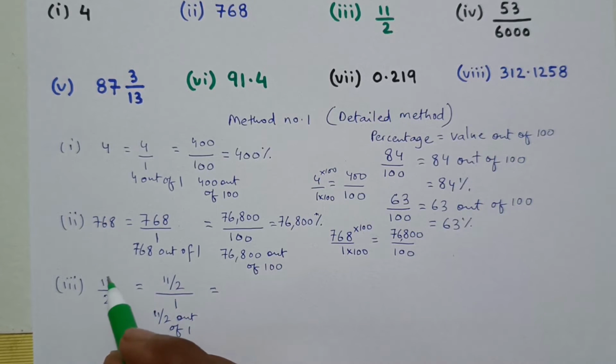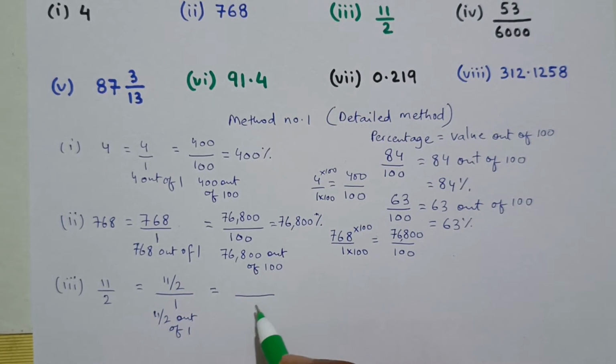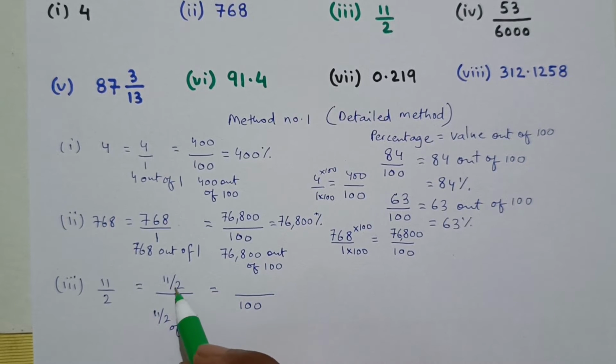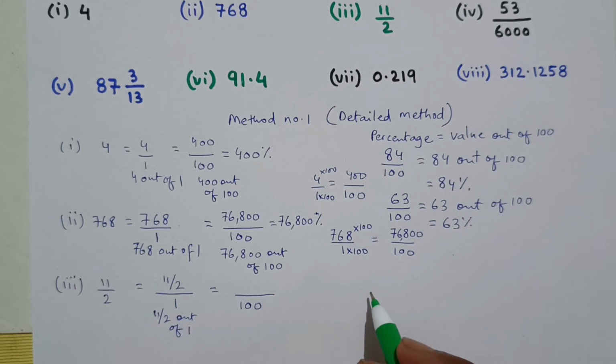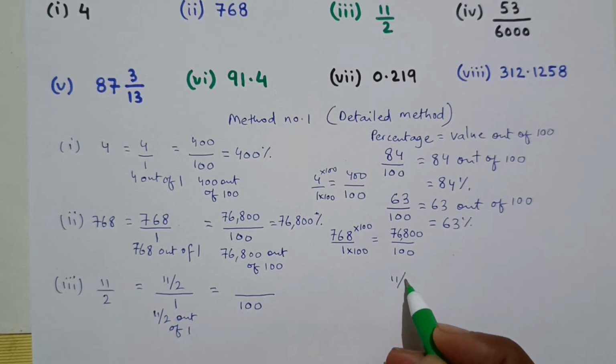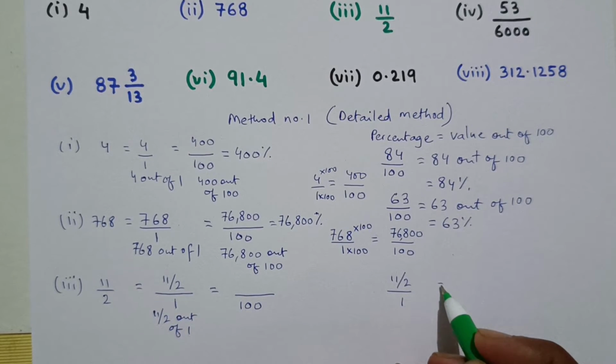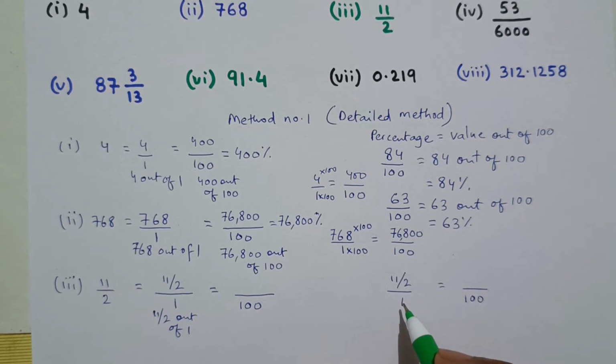Now if I have to convert this into a percentage, I have to find the value out of 100. So 11 by 2 upon 1 is equal to how much upon 100? So again, this is a question of equivalent fractions. Here the denominator is 1 and I want the denominator to be 100. So 1 into what is 100? 1 into 100 is 100.